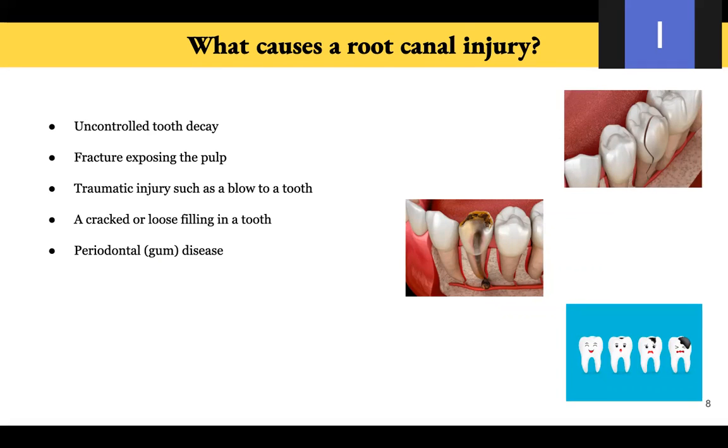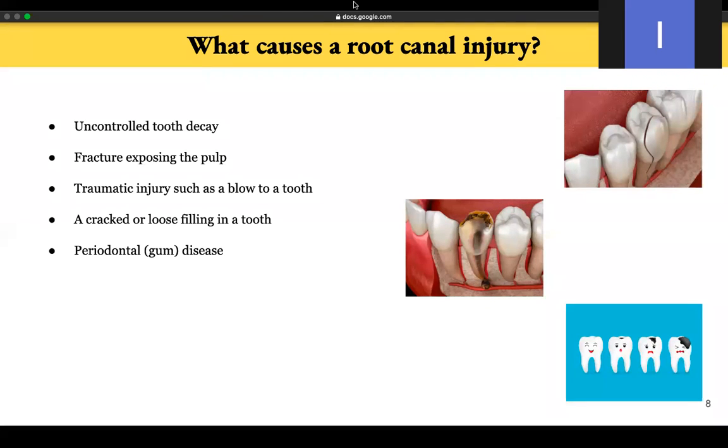Okay, now we'll be talking about what causes a root canal injury. So the bacteria in our tooth and food we eat can create tooth decay, leading to several teeth issues. This can lead to an infection in the surrounding tissue, like you just saw in the previous slide I was talking about, the abscess.